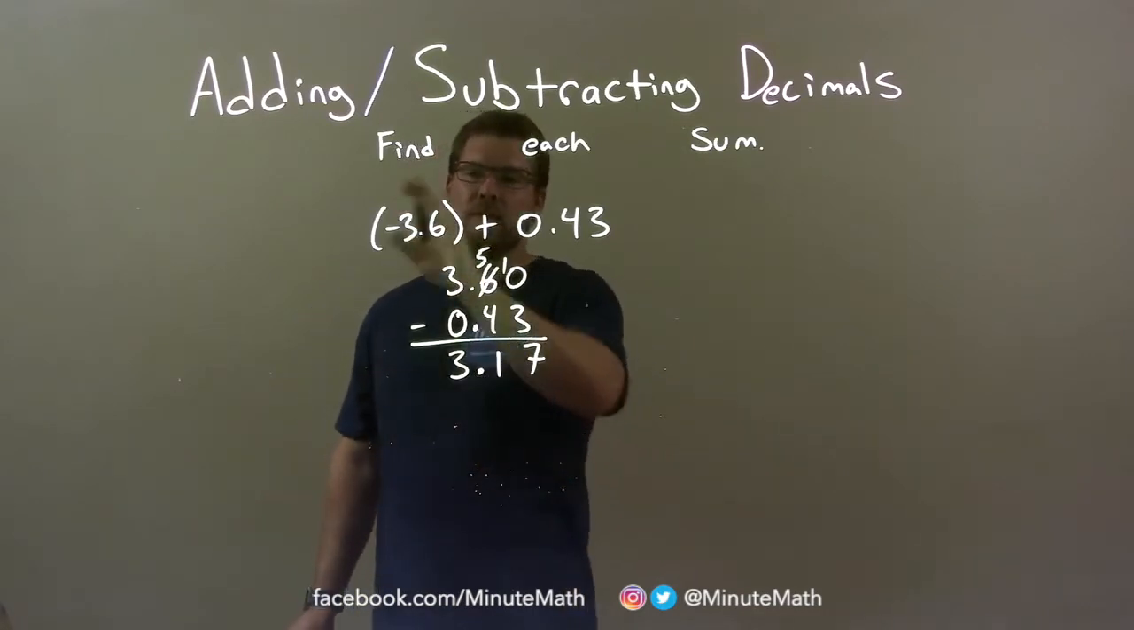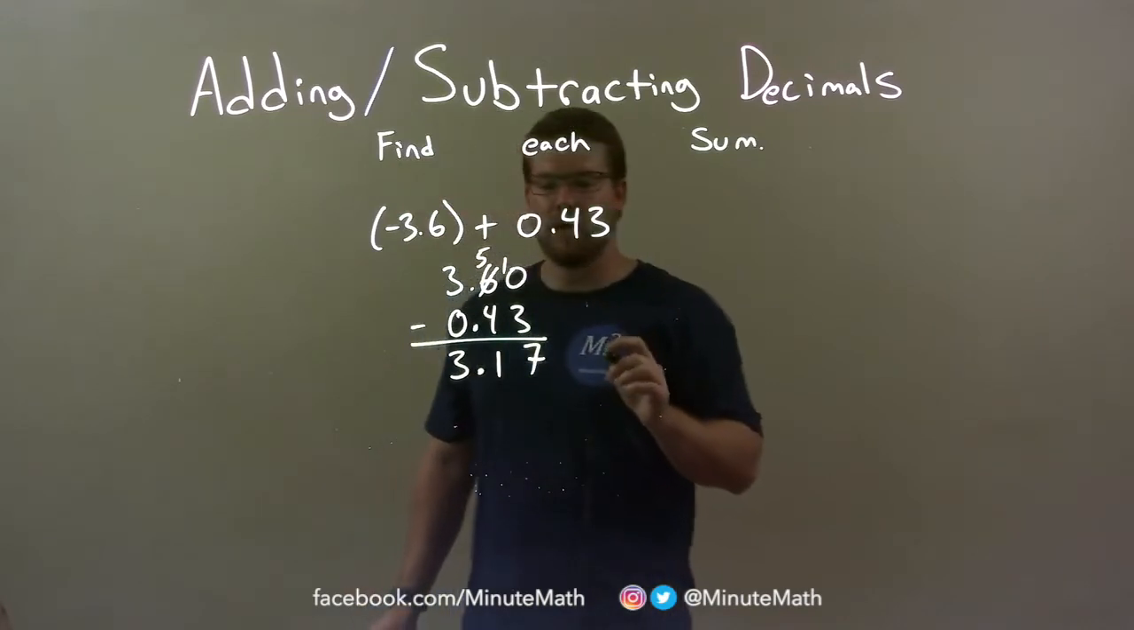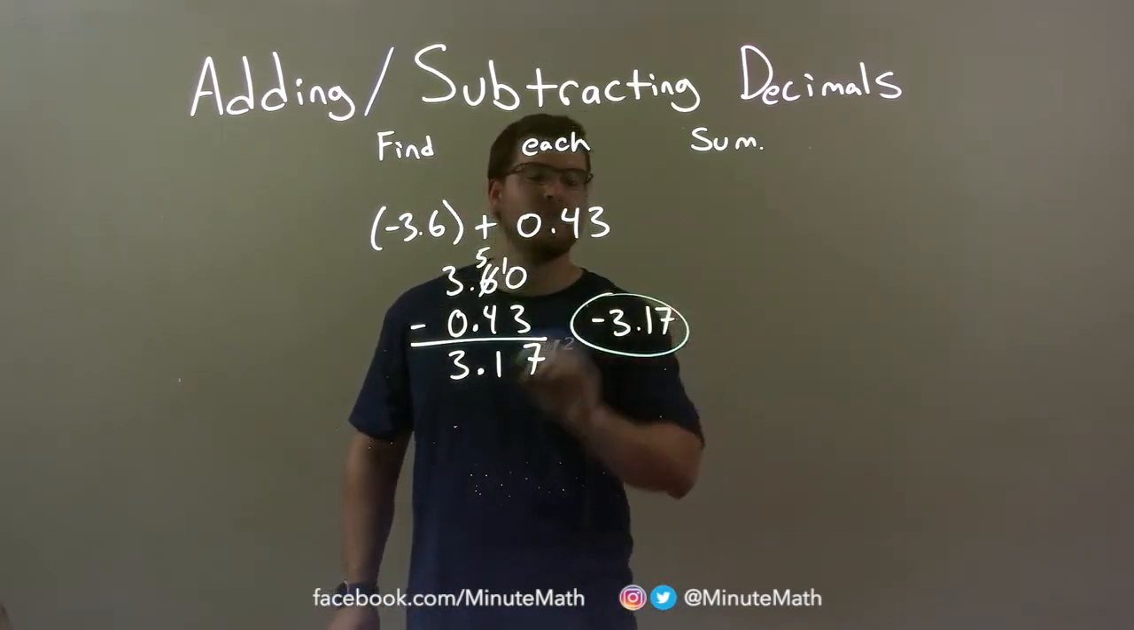But what I said was our final answer has to be negative, because that was more negative than 0.43 was positive. So we put a negative there. Our final answer is negative 3.17.